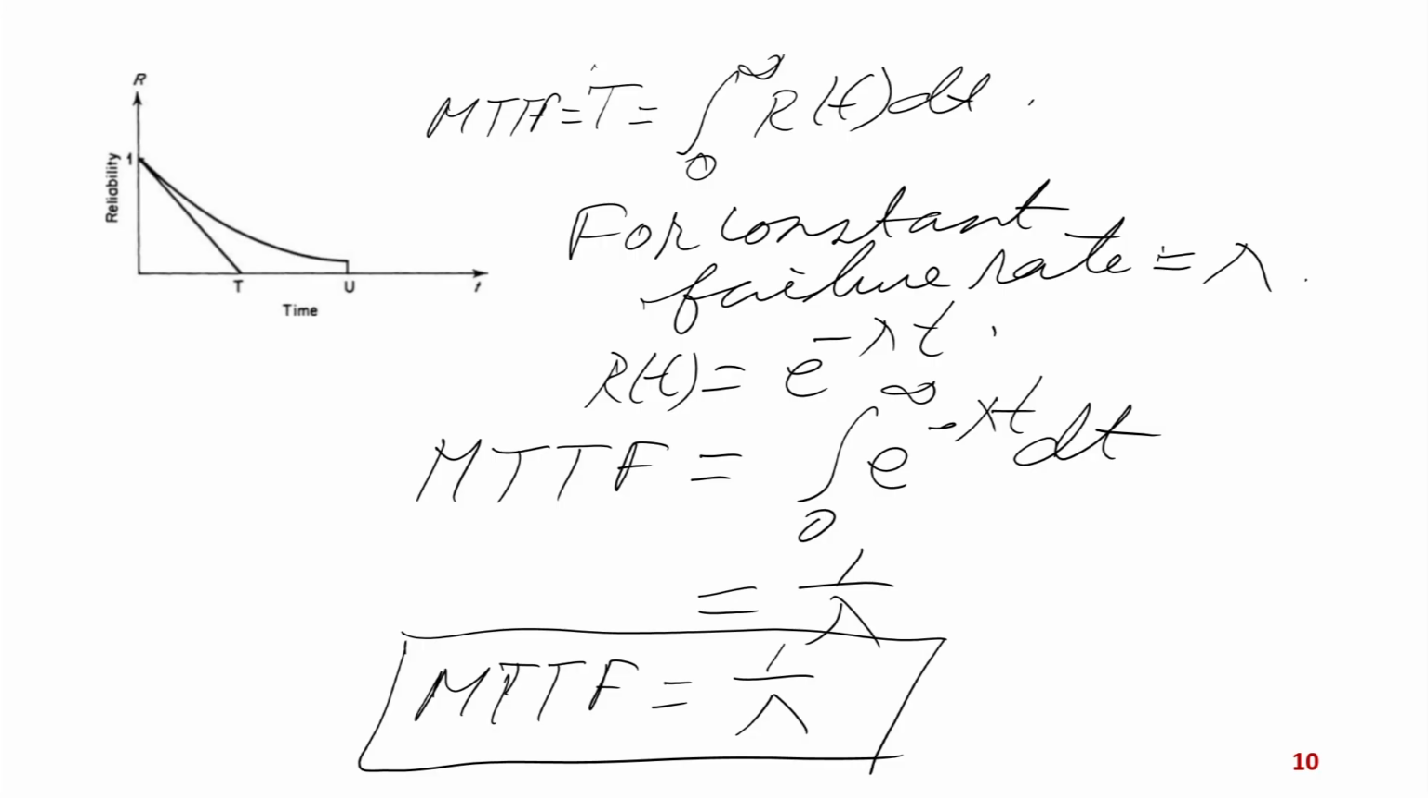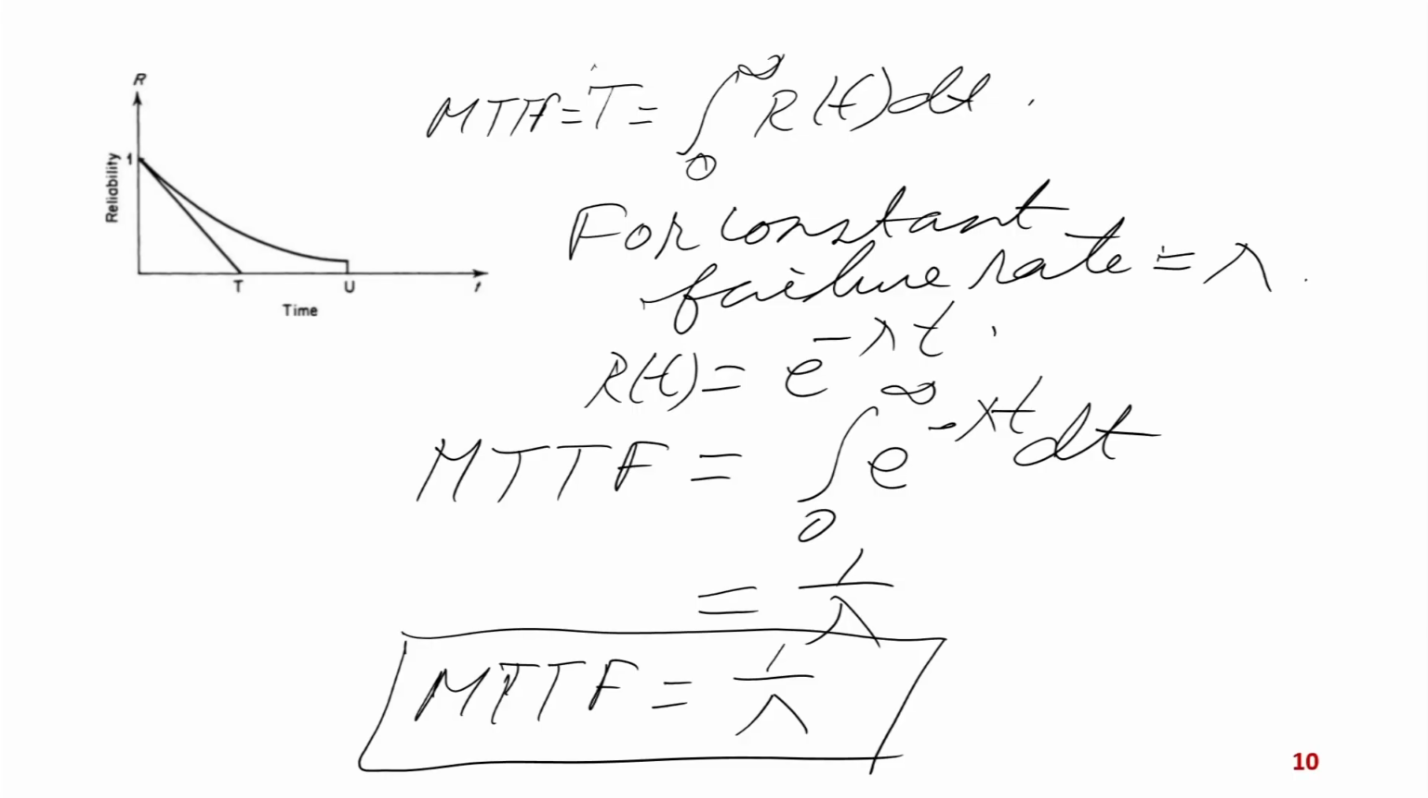So, I will conclude here today, and in the next session we will start with this figure. Here you see that the reliability has suddenly come to 0 at some point. That is called the maximum operating life of the spacecraft. We will discuss this and we will go further.